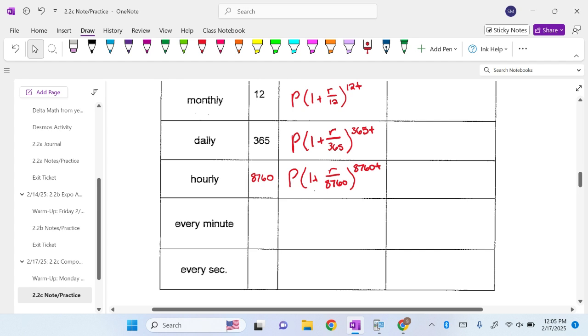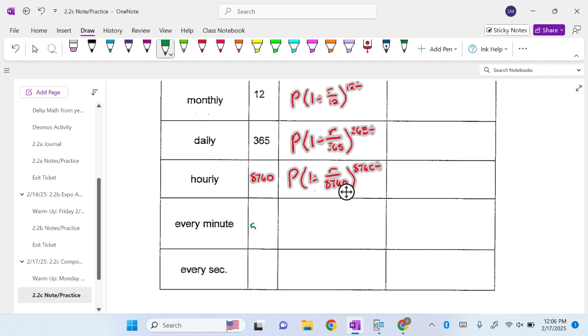What about every minute? How many minutes in an hour? So just multiply 8,760 by 60. Right, it'd be 525,600. So it'll be P times 1 plus R over 525,600, all raised to the 525,600T. All right. What about every second?